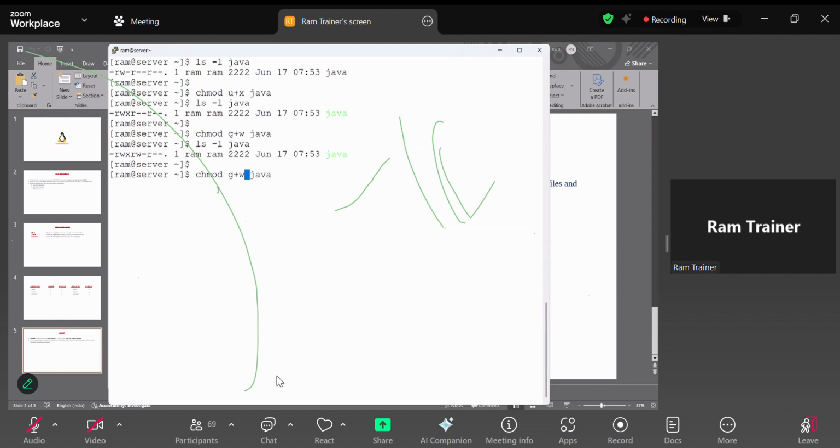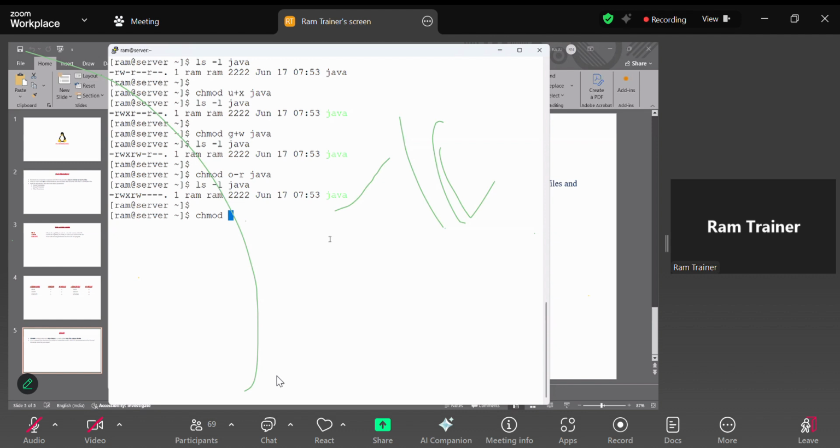But who are the others? I don't want to give even read permission to the others. The file already has read permissions, and other level read permissions are there. So I want to remove even the read permissions of the others. Removing means minus, which permissions? Read permissions. That's why r. See this? Others have nothing. Only the owner has read, write, execute, and group members have even read, write only.